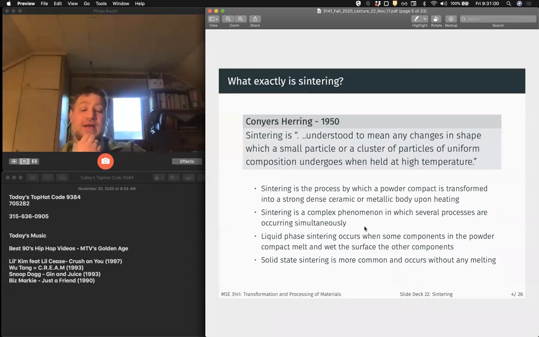Okay, so what exactly is sintering? So Herring in 1950 basically said sintering is any change in shape which a small particle or cluster of particles of uniform composition undergoes when held at a high temperature. Not a particularly useful working definition, but useful for understanding what's going on. We've got some small group of particles, and under heat, they're going to change their shape. And most of the time, we're going to be talking about changing their shape without melting. Okay?